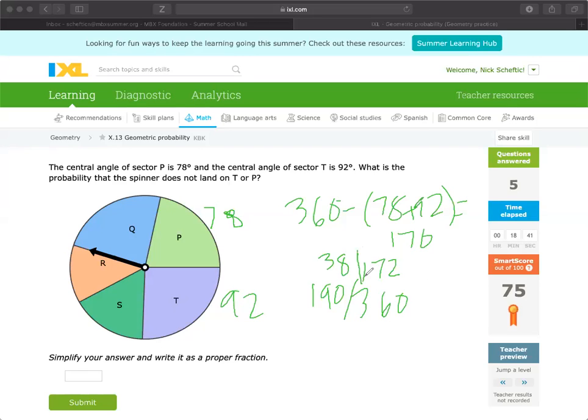All right, so dividing both by 5 would give you 38 over 72. Well, they're both even again, so I can divide those in half as well. So that's going to give me 19. And 72 divided by 2 is going to give me 36. Okay, so the final answer on this one should be 19 out of 36.